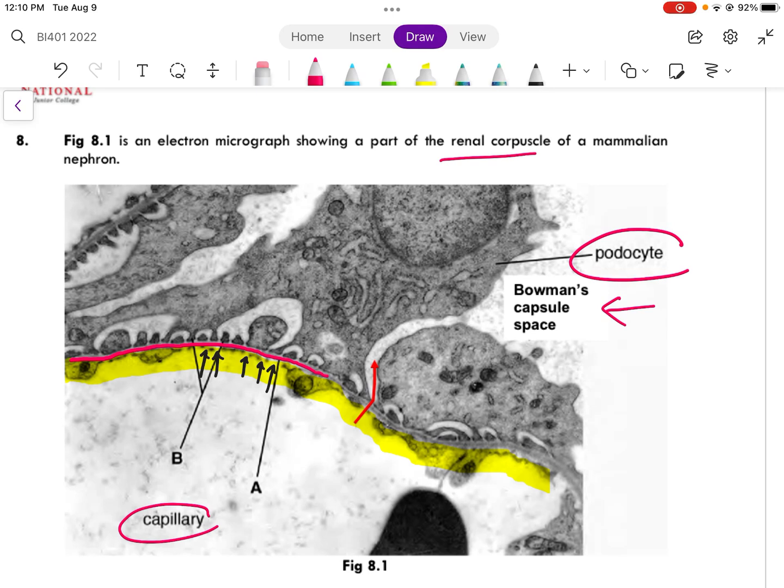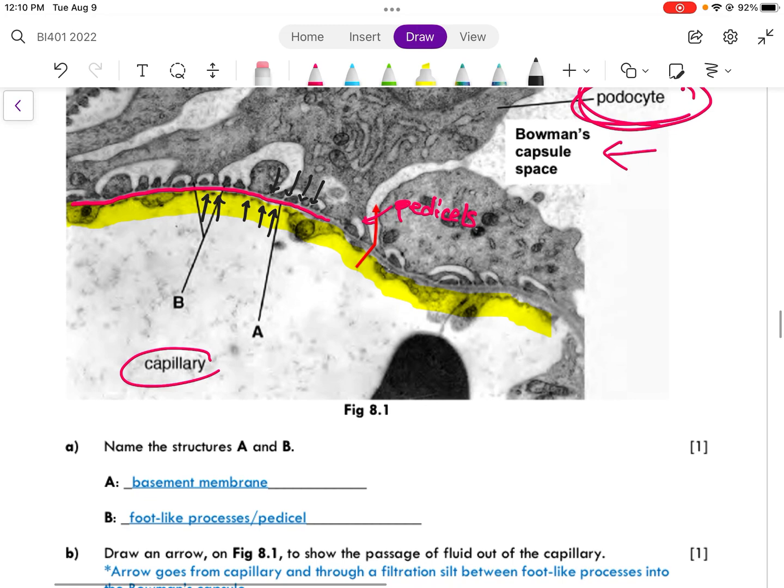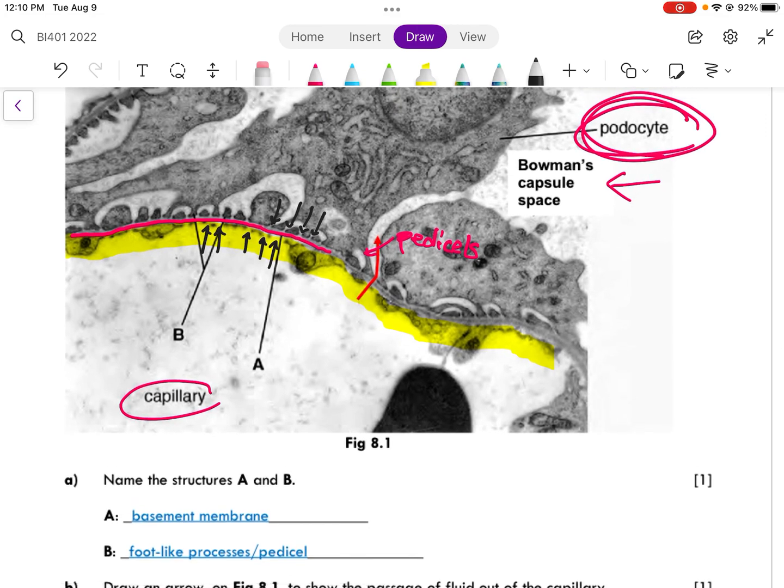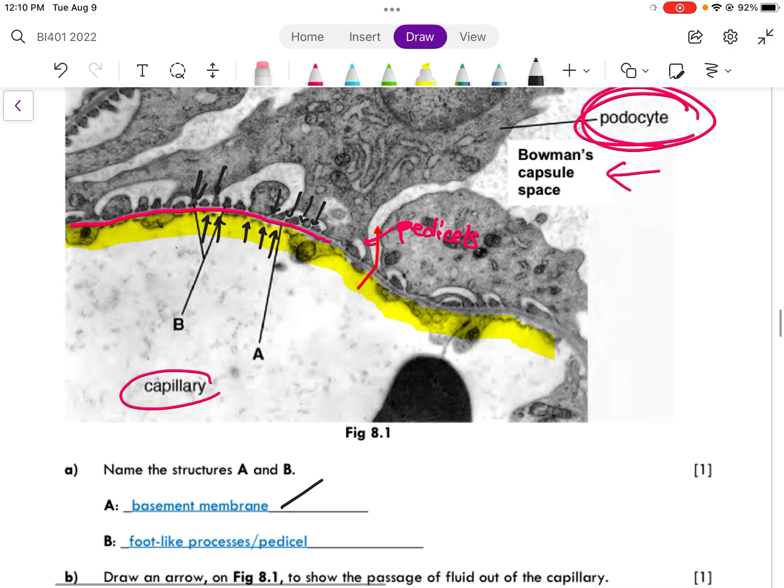After that, since this is the podocyte, that means these are the pedicels, and they interlock to form all the filtration slits. So this is an example of a filtration slit. These are all filtration slits. Okay, so name the structures A and B. A is pointing to the basement membrane or basal lamina. What is B? What are all these things pointing to? These are all the pedicels, and in between the pedicels are all the filtration slits.